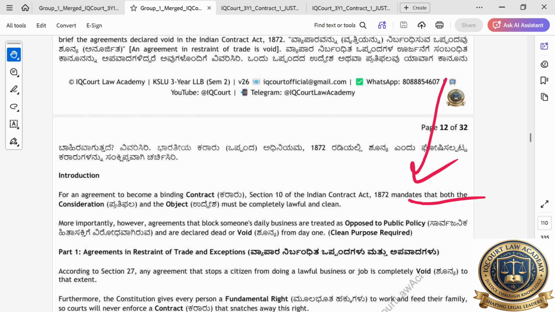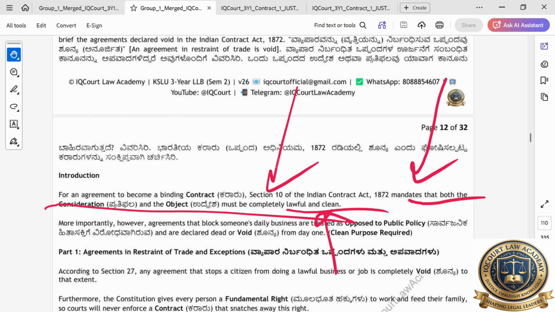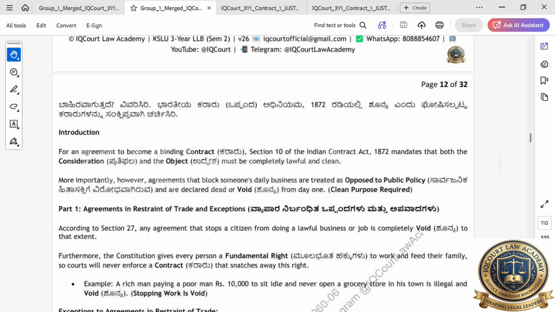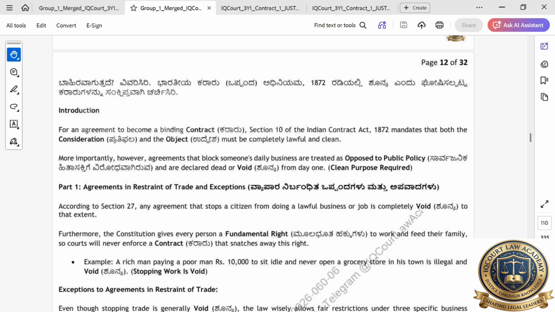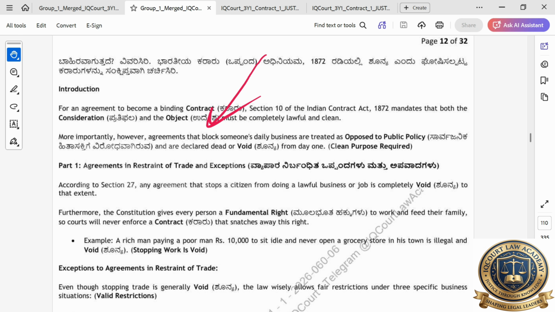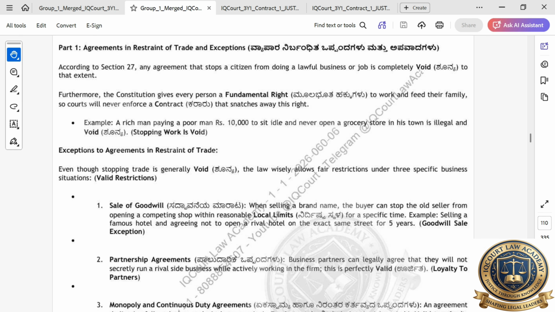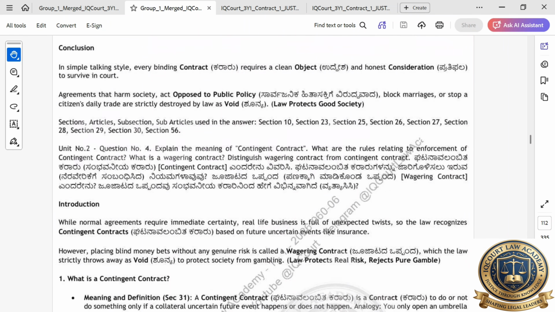It mandates that both the consideration and object must be completely lawful and clean. Object means, if you say you give me drugs, I will give you a house, and you make a contract like that, it is not valid. So it should be lawfully valid. Objects should be perfect. Most importantly, however, agreements that block someone's daily business are treated as opposed to public policy, so that contract will be invalid. Very simple. Then we'll go to second, fourth.